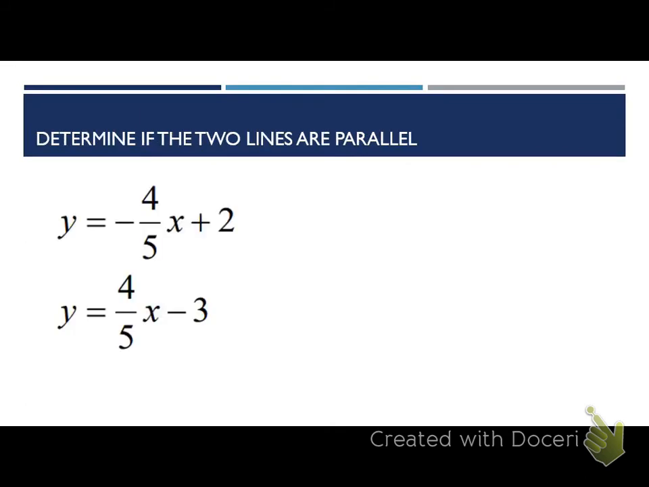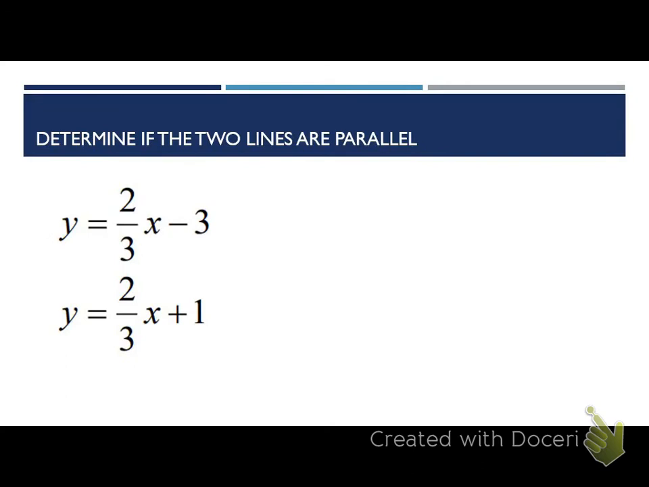Determine if the two lines are parallel. That is the first thing we are going to do. So look at these and decide if they are parallel. You just say yes or no. Good. What's the slope on the first line? -4/5. And the slope on the second? 4/5. What do we know about parallel slopes? They have to be the same. Are these two the same slope? They are not. So this one is a no.